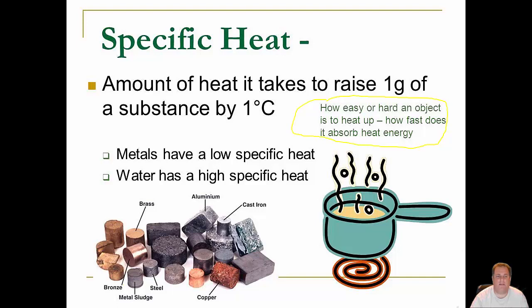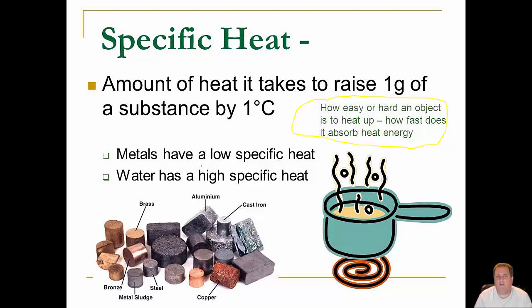So our next term is specific heat. It's technically specific heat capacity, but most people just call it specific heat. And it's the amount of heat or energy it takes to raise 1 gram of a substance by 1 degree Celsius. It's already highlighted here, circled, how easy or hard an object is to heat up. We may observe that some things seem to heat up faster or slower than other things, even in similar situations. And that is all due to the specific heat.